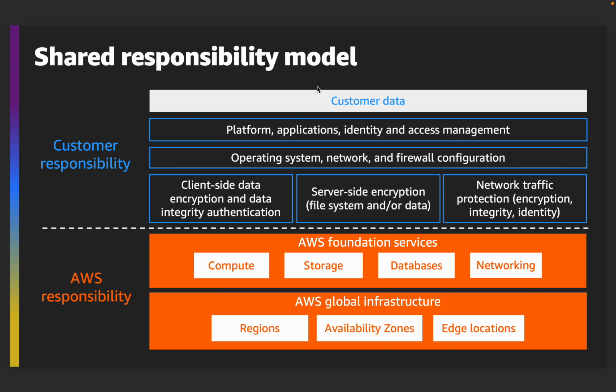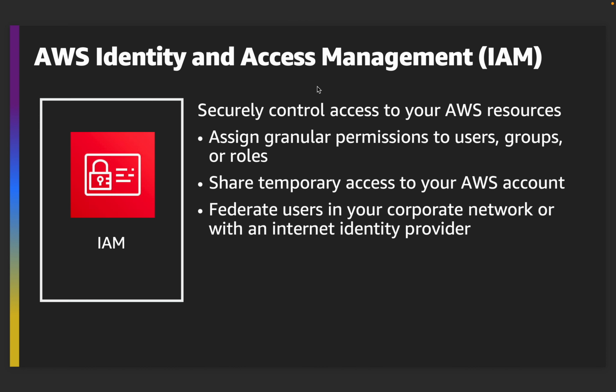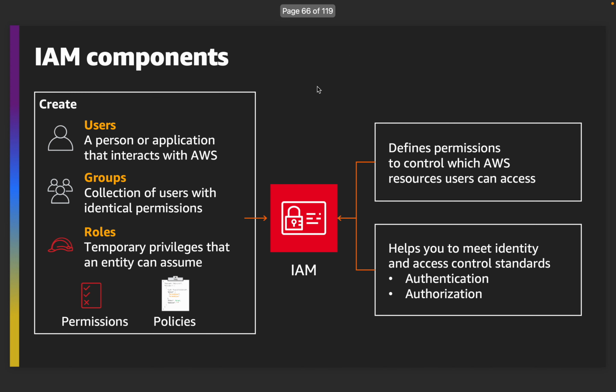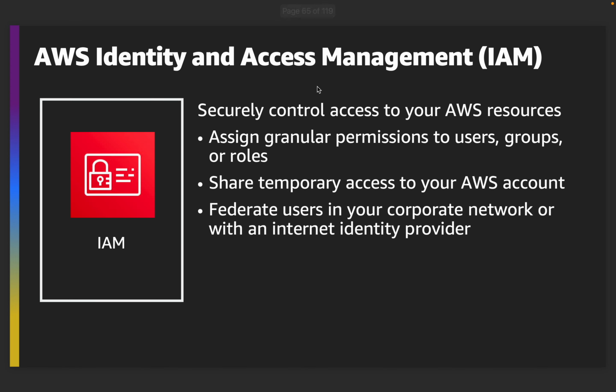On top of that, customer responsibility: platform, application, identity and access management, operating system, network, firewall configuration, client-side data encryption and data integrity authenticity, server-side encryption, network traffic protection. AWS Identity and Access Management, IAM, lets you securely control access to your AWS resources, assign granular permissions to users, groups and roles, set temporary access to your AWS account, and federate using your corporate network and with an internet identity provider.